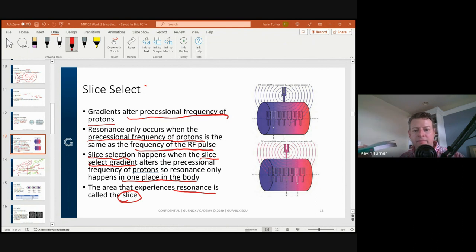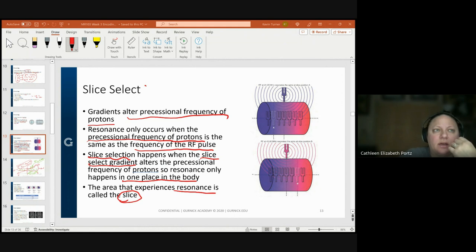All right, go ahead, Kathleen. If 42.58 is a constant that hydrogen atoms are at when we're talking about the Larmor equation and stuff like that, how is it not affecting the rest of the body if it's a constant like that?